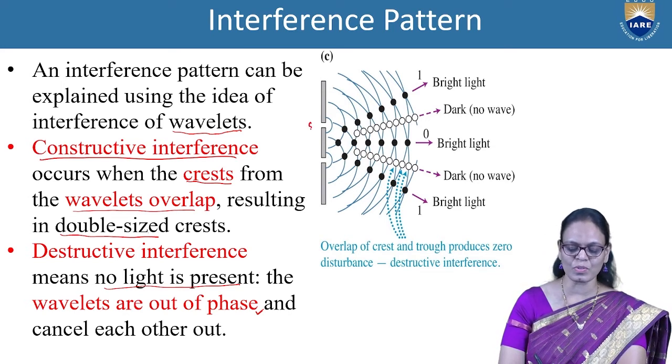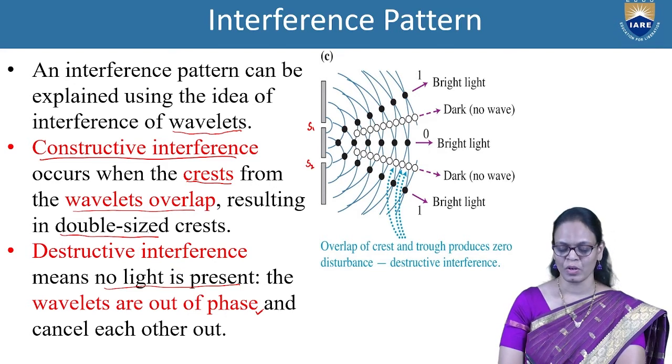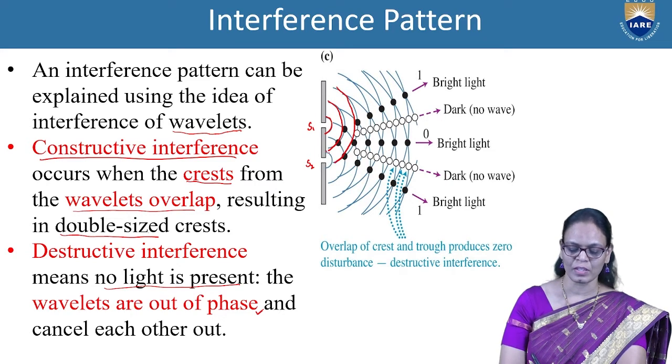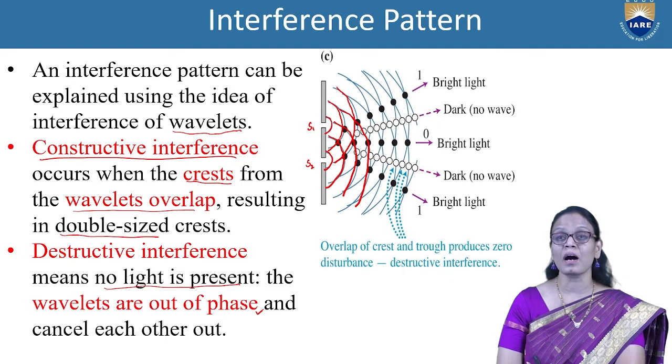So these are the two sources, S1 and S2. Very small sources. The width of the sources should be very small. They are sending out secondary wavelets. So these are the secondary wavelets. This is the secondary wavelet from this source. Now what you are observing here is these wavelets are superimposing on each other.